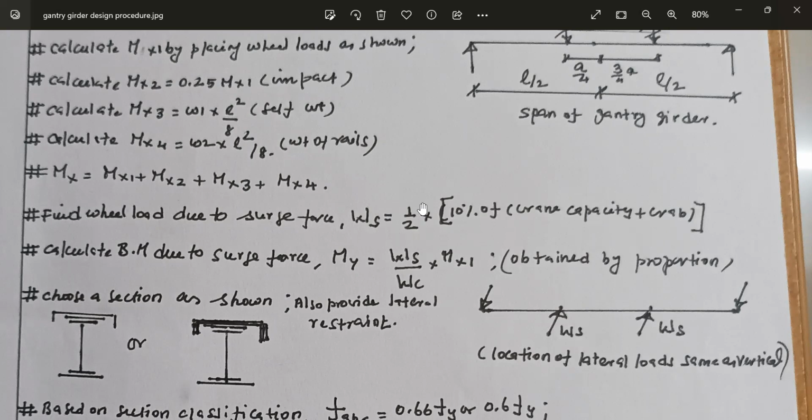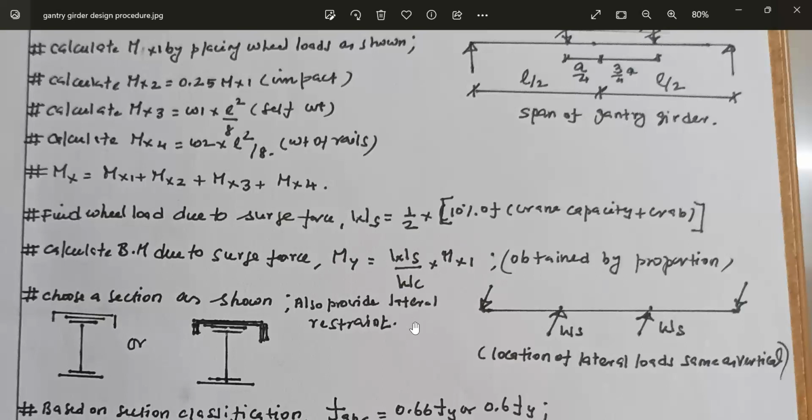There are two wheel loads, so divided by 2. Ws is the surge load. It is calculated as 1 by 2 into 10% of crane capacity plus crab. Then My is the bending moment due to surge loads. This is calculated in proportion to the wheel load which we have already calculated. Wc is the total wheel load, and Mx1 is the bending moment due to Wc. Now Ws is the load acting in the lateral direction. It is calculated in the proportion. So Ws by Wc into Mx1. This will give the bending moment due to such a force.